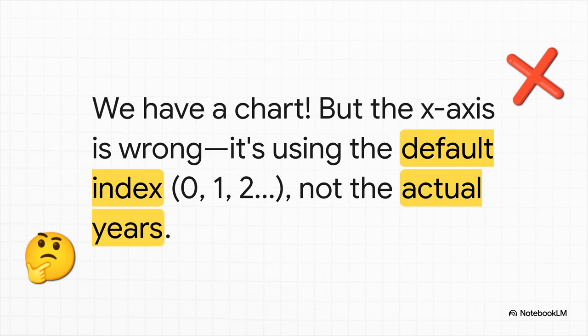But we've hit our first little snag. It's a super common one. While the bars themselves look right, the x-axis is all wrong. Instead of showing the actual years, Matplotlib just used the default index, 0, 1, 2, 3. That kind of makes our story pretty confusing.